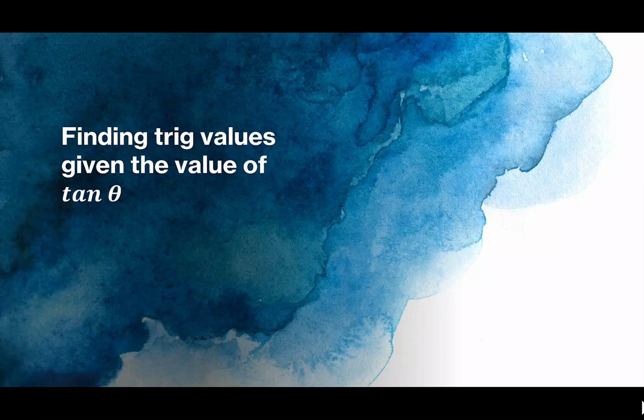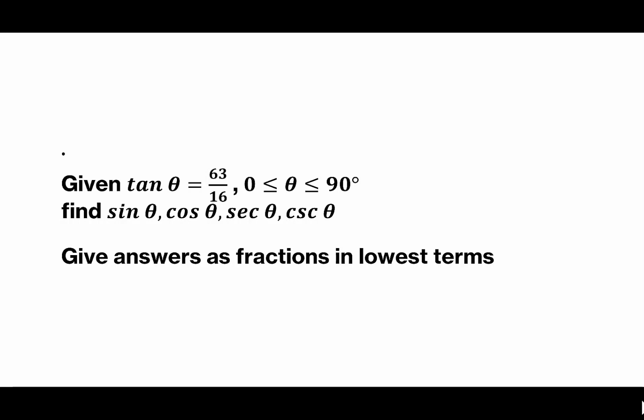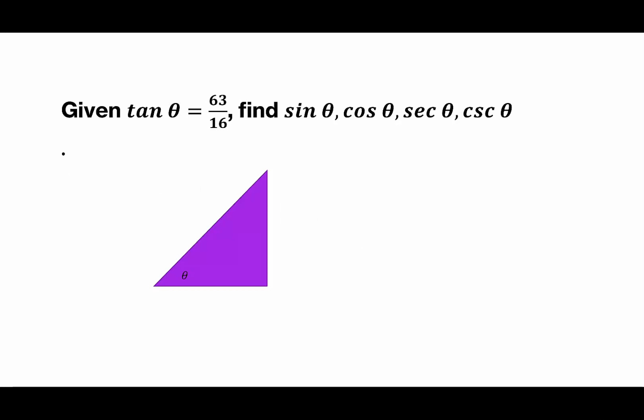This video is about finding trig values given the value of tangent theta. We're given that tangent of theta is 63 over 16 and that theta is greater than or equal to 0 and less than or equal to 90 degrees. We want to find the sine, cosine, secant, and cosecant of theta, and we want to give the answers as fractions in lowest terms.